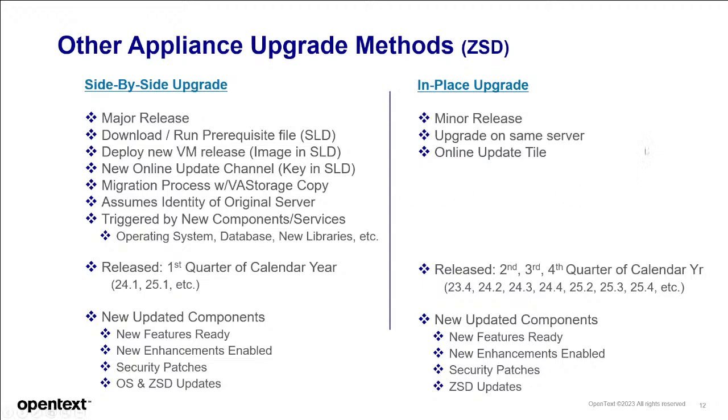So the in-place is real easy. Use the online update tile and you're good to go. Now, when you use the online update tile and you're going, let's say, from 23.3 to 23.4 minor version, you cannot separate the security patches from the features. You will get both all rolled up into 23.4. So if you wanted to stay on 23.3, in order to get security patches, you'd have to roll up to 23.4. Okay, and that's every month. We have a quarterly cadence on that, as you know.